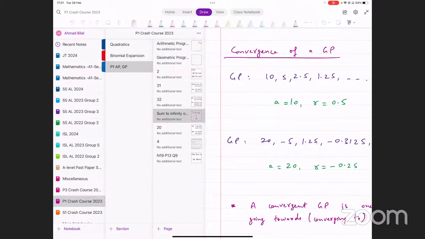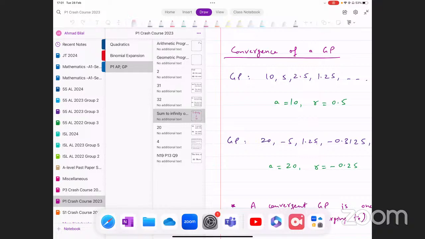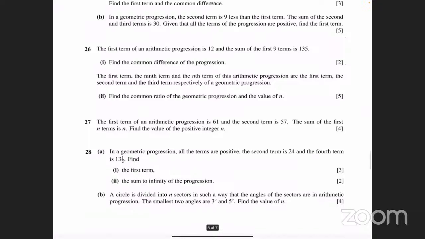Now, today will be the last session that we spend on the AP and GP. In this session, we are going to do some more practice questions, and then in our next session, we are going to move on to our next topic, inshallah. We are done with a few questions from the worksheet already. Now let's have a look at a few more in today's class.